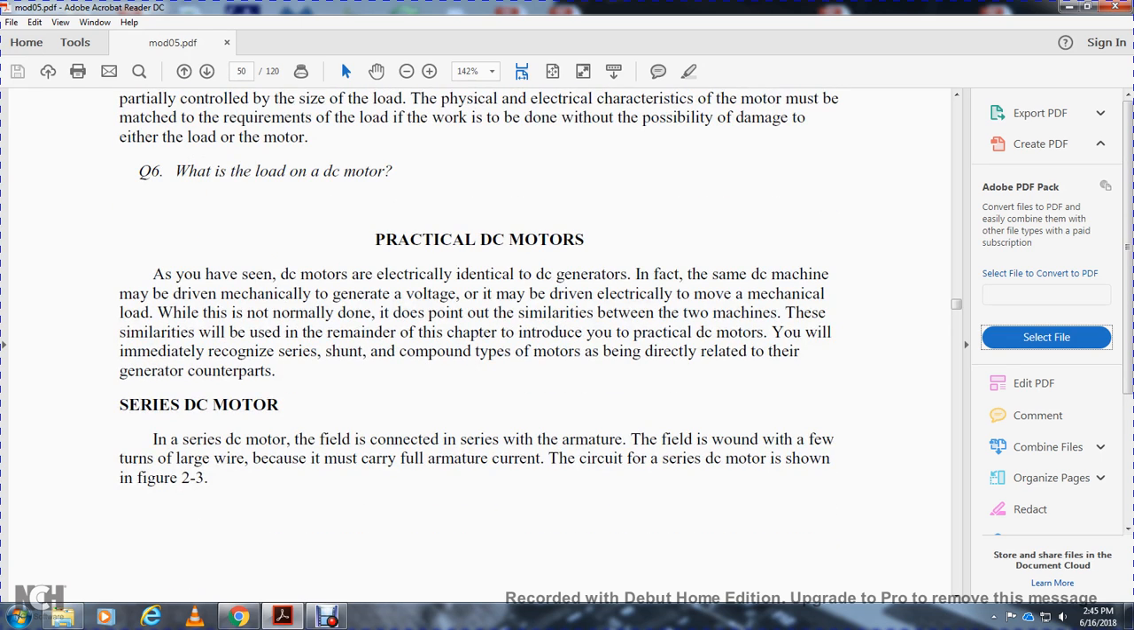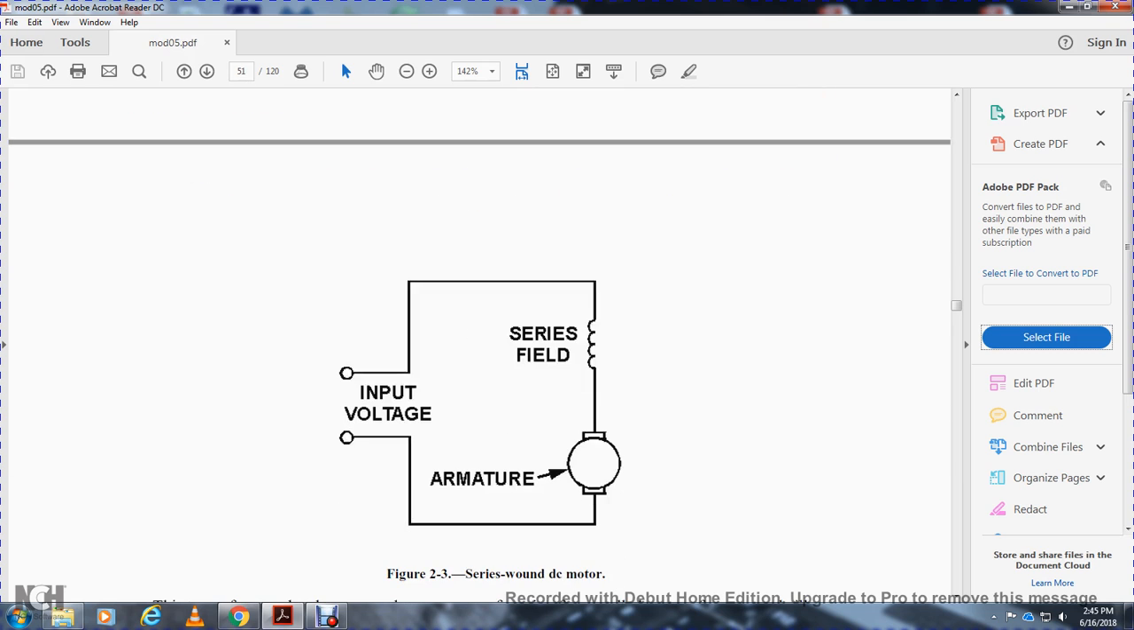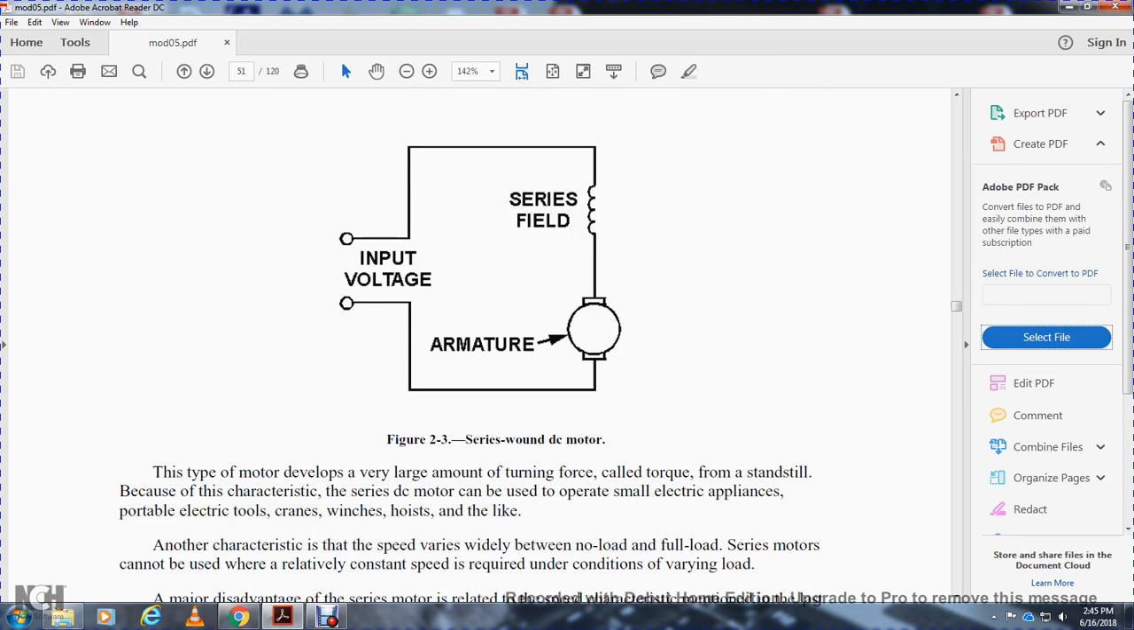Alright, the series DC motor. In the series DC motor, the field is in series with the armature. The field is wound with a few turns of large wire because the motor must carry full armature current. The circuit for the series DC motor is shown in Figure 2-3. So the series field with the armature makes up your series wound DC motor.